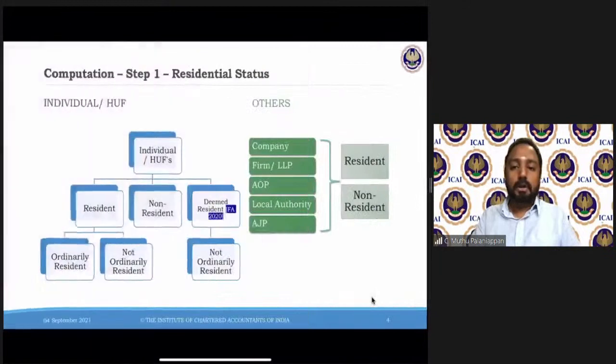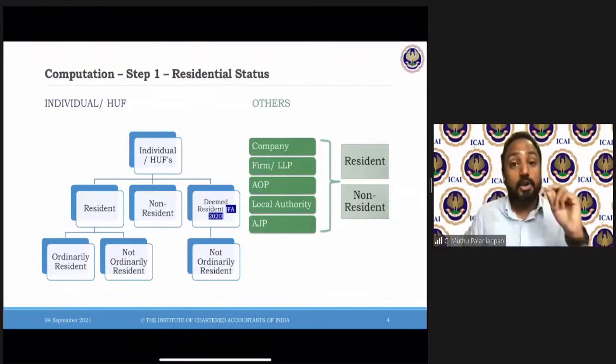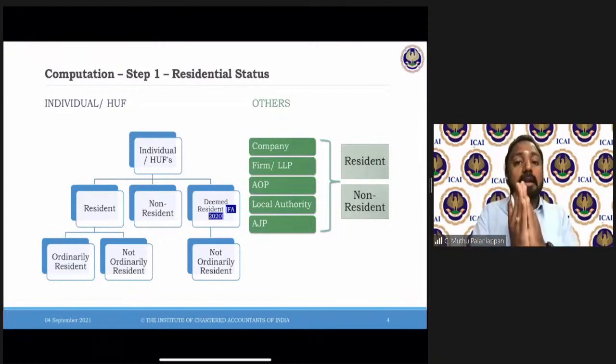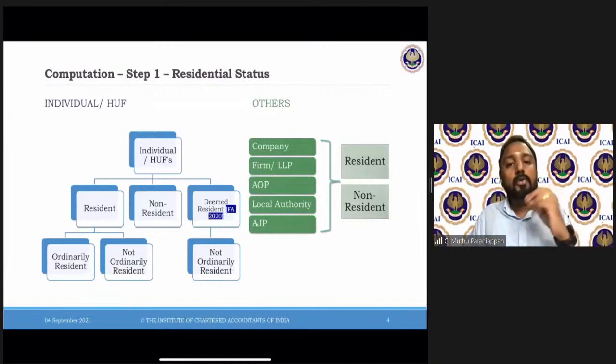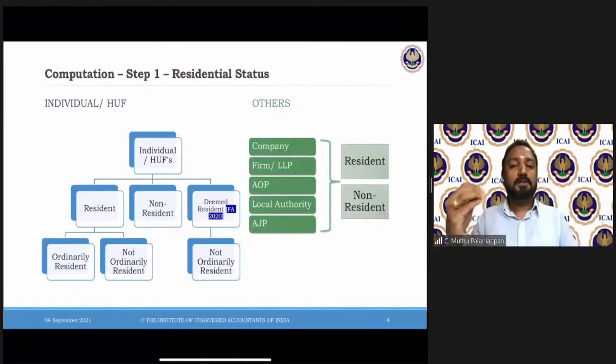Okay, so we'll move on to the next thing. These steps, we just said that you're going to recap, you're going to refresh whatever you have studied right now. So now we are going to recap. The first one is about individual and HUF. We said determining residential status. What do you do when you are an individual HUF? We are not going to specifically state the provisions, what is basic, what is additional condition. We're not going into that, but we're just going to refresh your memory.